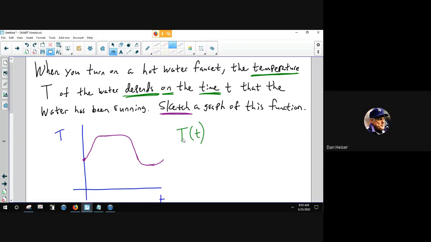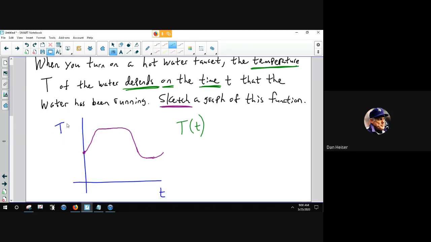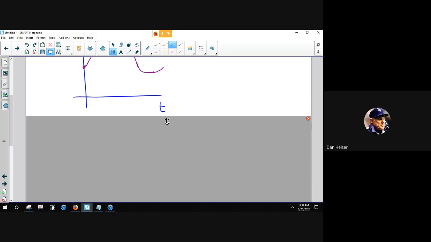Temperature depends on time. Temperature is dependent on something. What the temperature is, is affected by how long this water has been running. The temperature does not affect the time. The time affects the temperature. And look where our temperature and our time were on the axis.